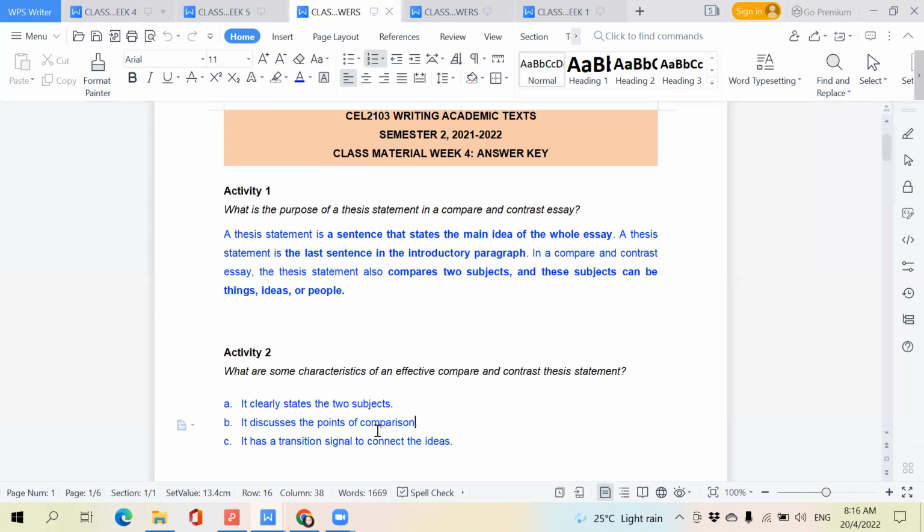And next, you have to state the points of comparison for difference. So apa yang kamu nak compare? Perhaps you want to talk about the functionality. So at least 1 point for similarity and 1 point for differences. Okay, and last but not least, you have to make sure that you have a transition signal to connect the ideas.